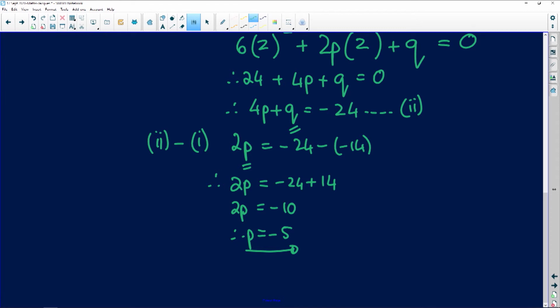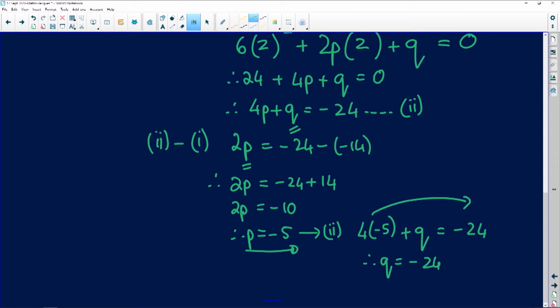So we can put this into the equation number 2. So let's indicate the p goes into number 2. Then we have 4 times the p, and the p is minus 5, plus q is equal to minus 24. And then we get q being minus 24. This is minus 20. It goes over, it becomes plus 20. And indeed, q was minus 4.